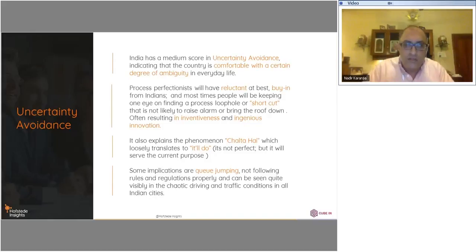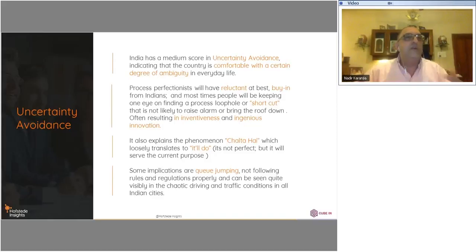Chalta hai is a local term which means it'll do, we'll manage, it'll be okay, let's move on. So some visual, if you just imagine, queue jumping, which is something that Indians have had to deal with for a long time, people cutting queues, which is not something that you do in most Western cultures that easily without being fired or scolded and shouted at or something like that. But queue jumping, not following rules and regulations, our chaotic driving conditions in Indian cities, these are all indications of this particular dimension.